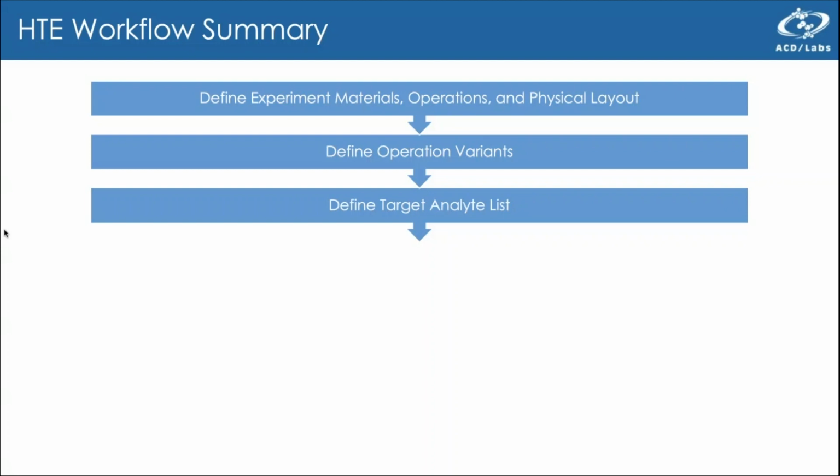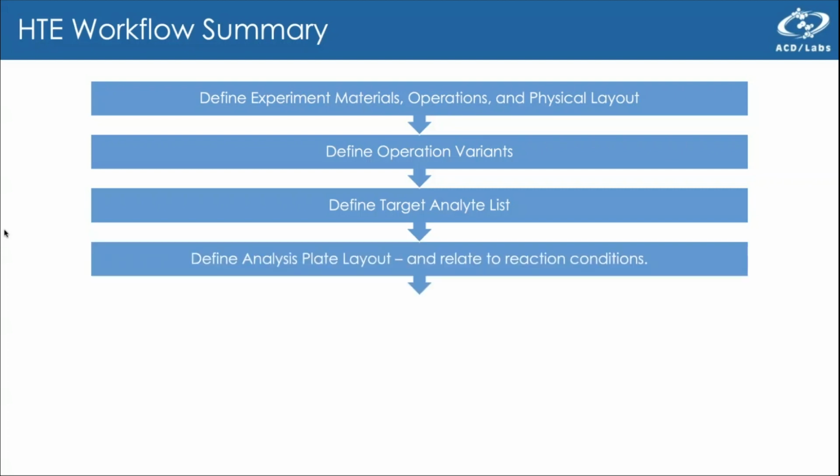Of course, based on the materials we'll use and generate during our synthetic experiments, we'll define a set of target analytes that includes starting materials, intermediates, reaction products, unintended products like impurities, right, or side products of reactions. We'll need to define that target list.